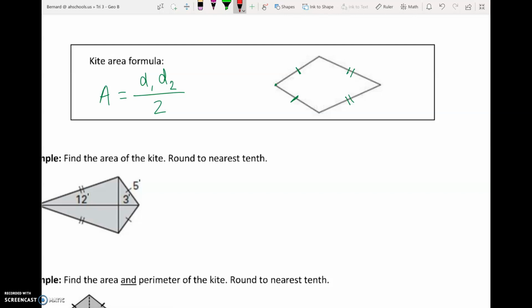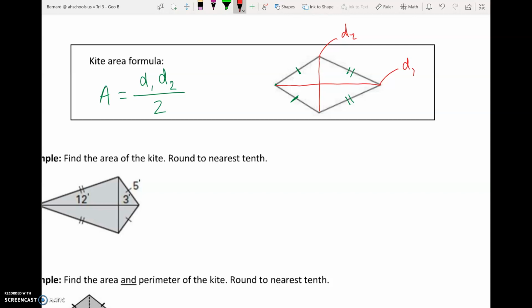Remember, the area deals with the diagonals though. So now I'll draw them in red. Now, it's relatively simple, right? One of these is a diagonal. We'll call it diagonal 1. The other one's diagonal 2. Doesn't matter which one's which. Any one can be diagonal 1. The other one can be diagonal 2. Remember, these are full diagonals.